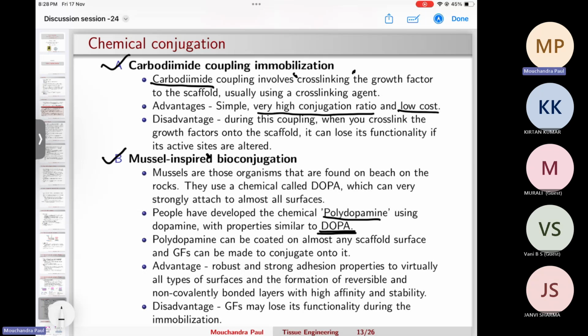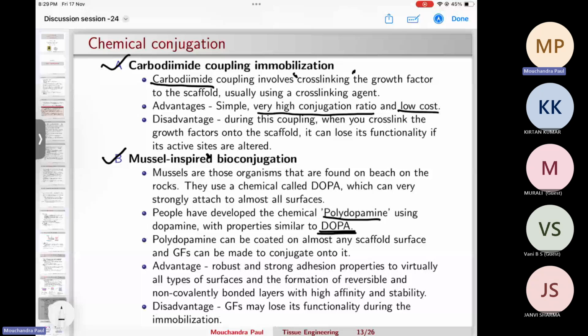So there are various advantages. First, the adhesion between the growth factor and the polydopamine-coated scaffold is quite strong. And you can coat any type of surface. You can coat any hydrogel surface or a metal surface with polydopamine, and then allow your growth factors to adhere on it. So it can be used on all types of surfaces.